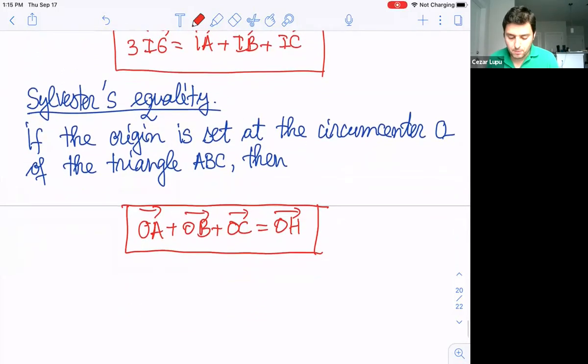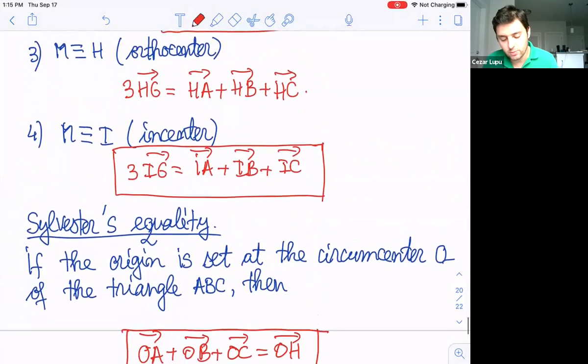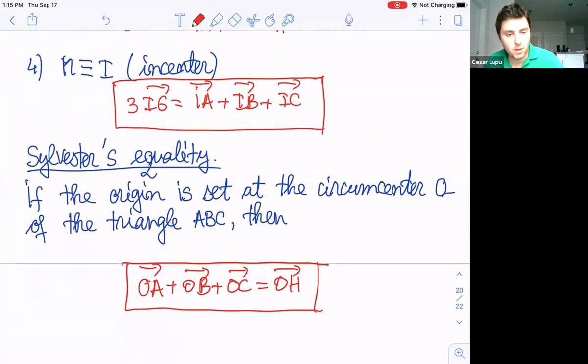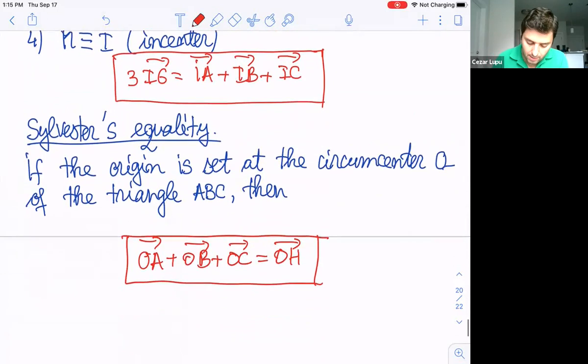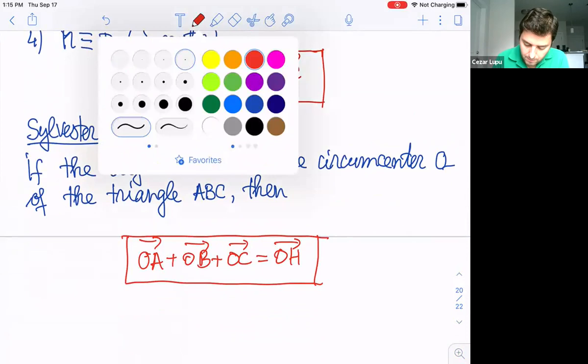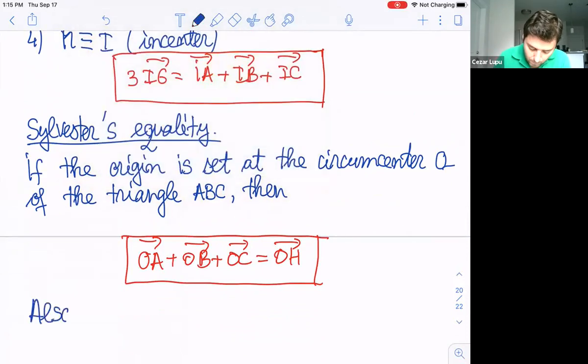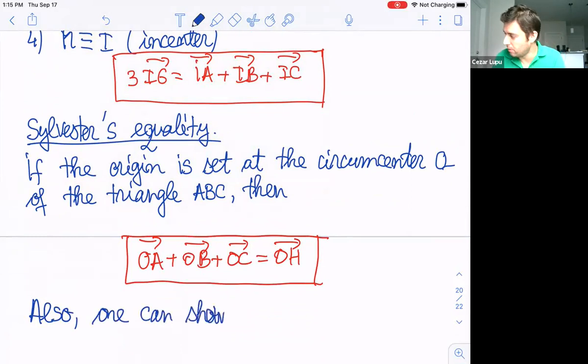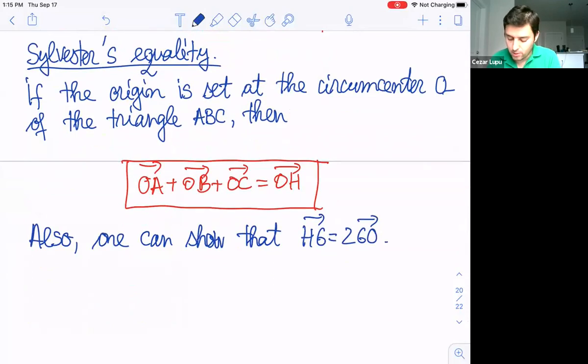And from here, for all these relations, it will follow immediately that the points H, G, and O are on the same line, which we call the Euler line. In fact, we can prove that. Also, one can show that, and I'll leave it to you as an exercise because I don't want to spend too much time with this, HG vector is the same as 2GO vector. Anyway, so it will imply that H, G, and O are on the same line.